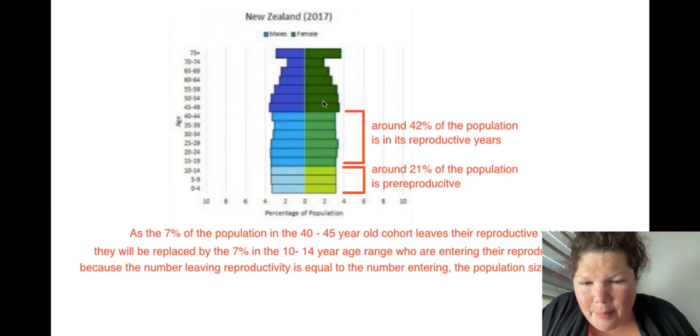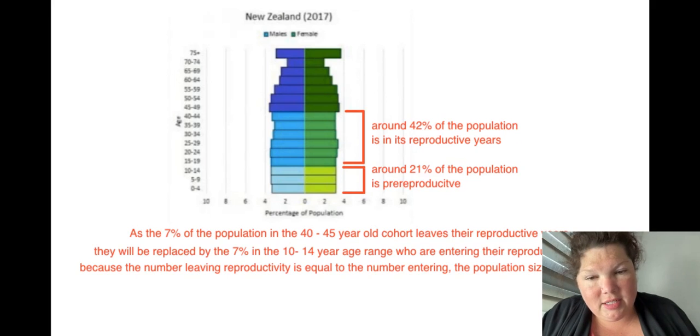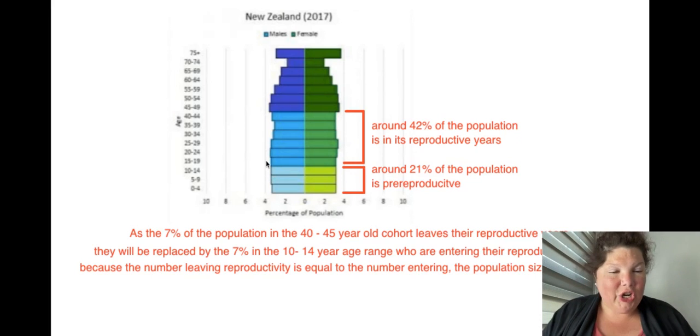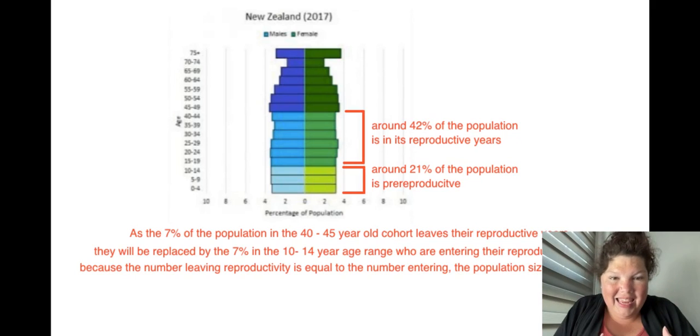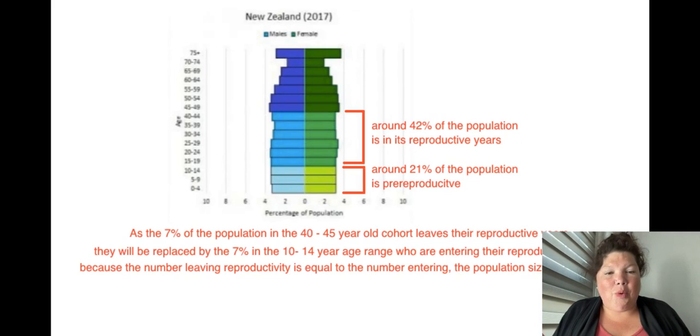So if we take apart this, we can see that 7% of the population is about to leave those reproductive years. But then 7% is going to enter them. So we have 7% going, 7% coming in. So there's not going to be a massive change in our growth rate for this population. It will maintain its size.